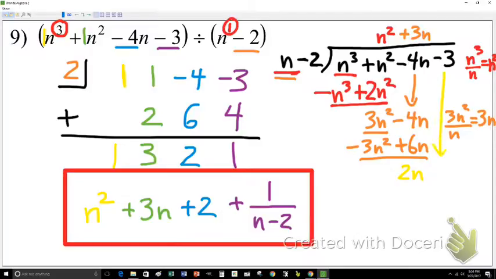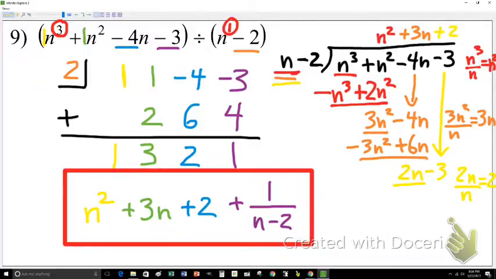Positive 2n. And then I bring down the next term. So I repeat the whole process again until I'm all out of terms to bring down. So we continue. We divide that leading term 2n by the n here. So 2n divided by n, that would be just 2. Okay. Alright, so I have plus 2 up there.